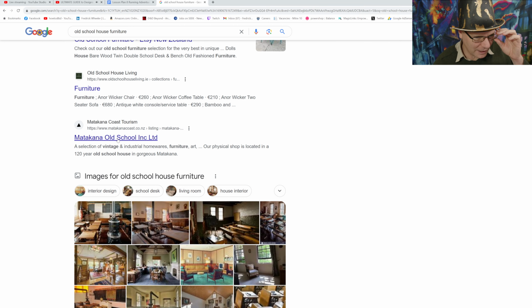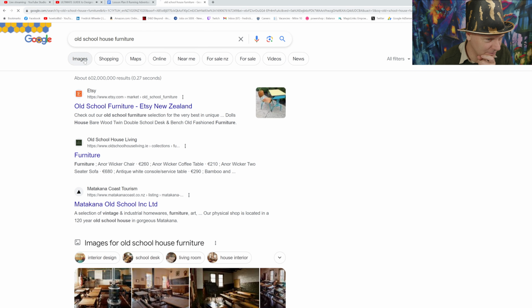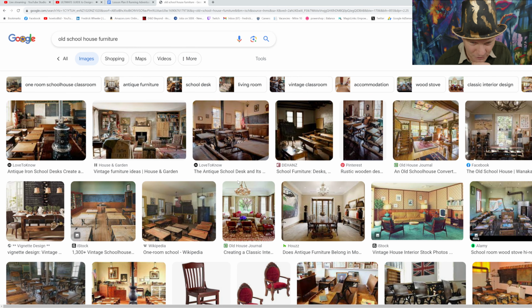God, that's so weird. How did it come up with Matakana School? It's probably not my old school, is it? It'll probably be somebody else's old school. That is just so strange.